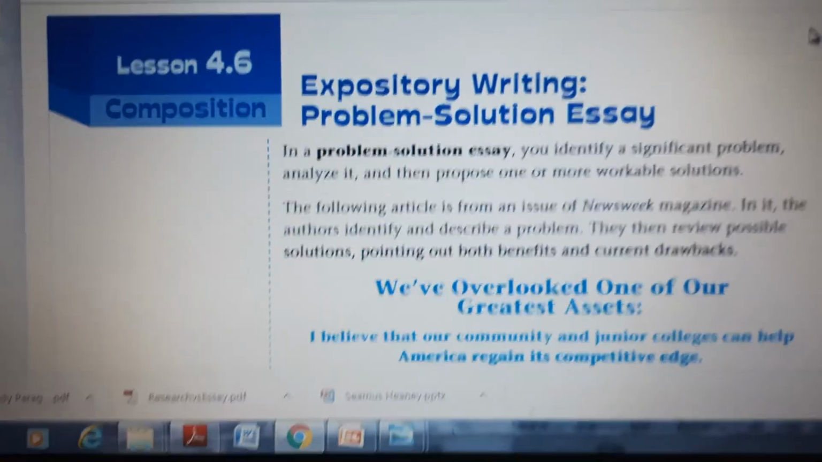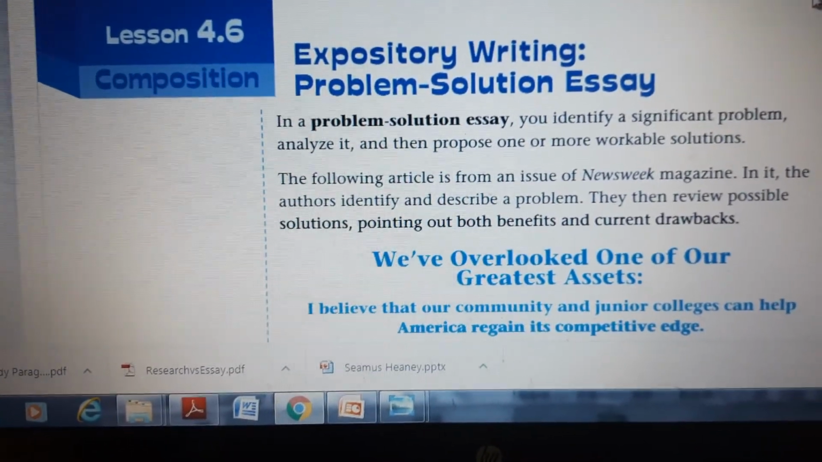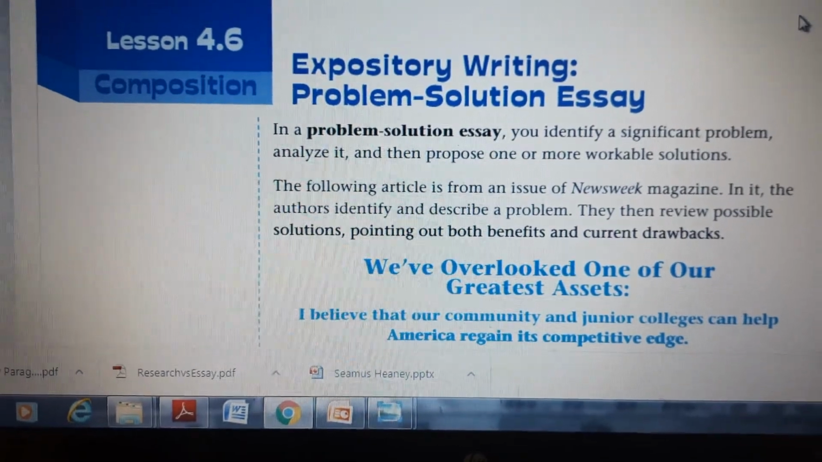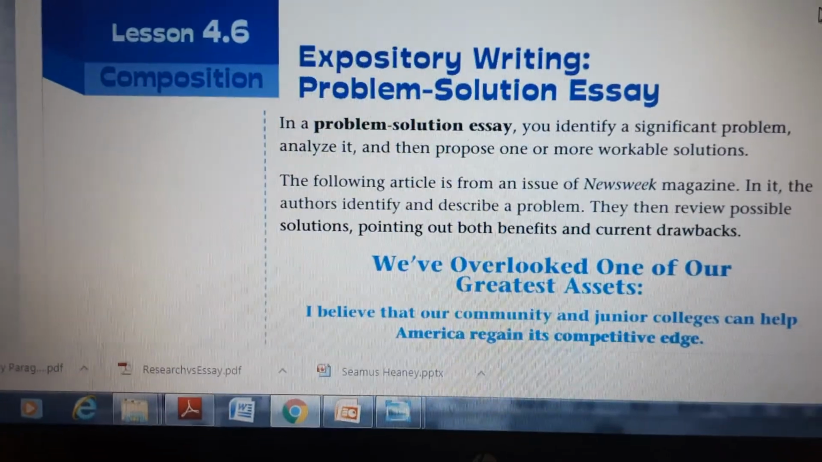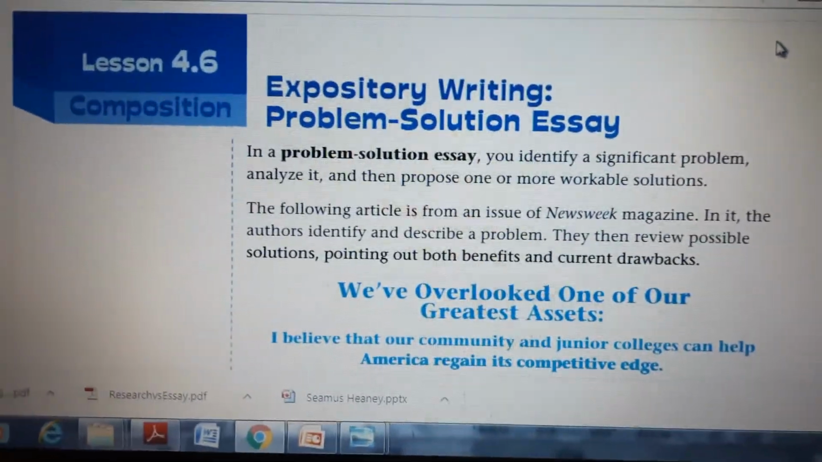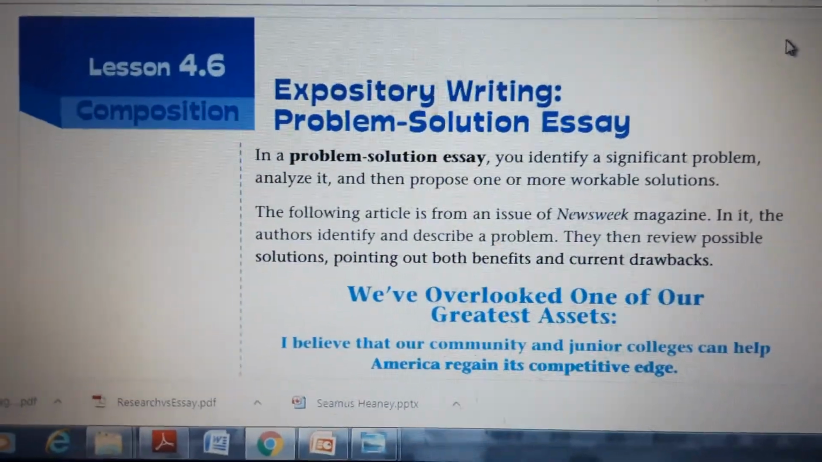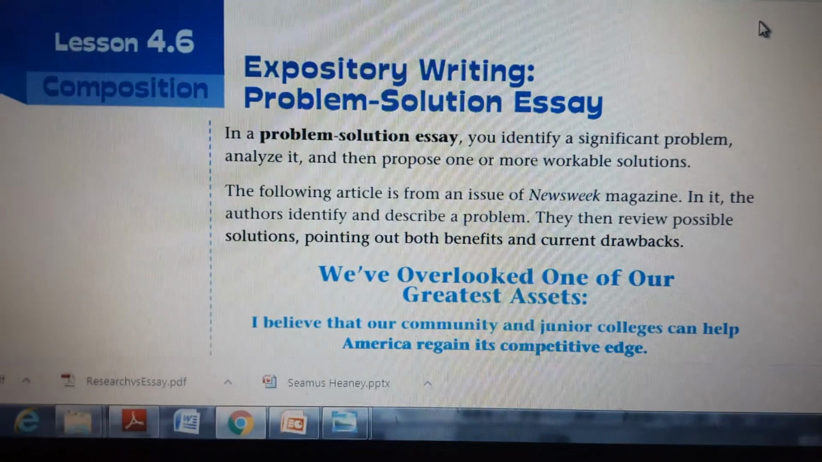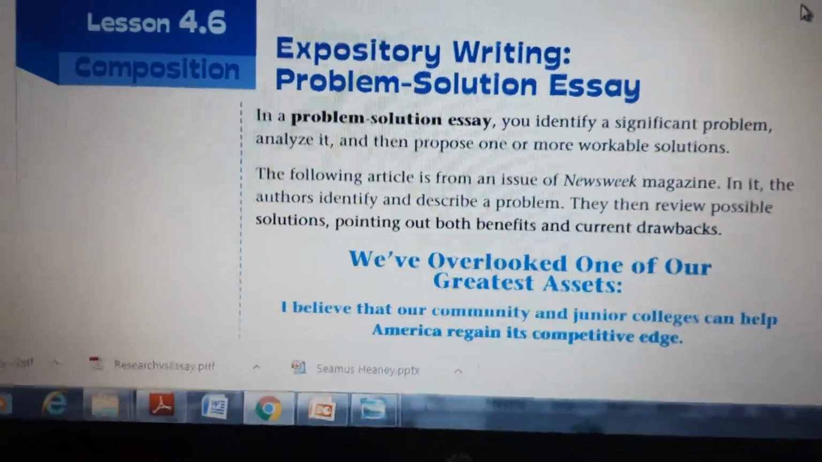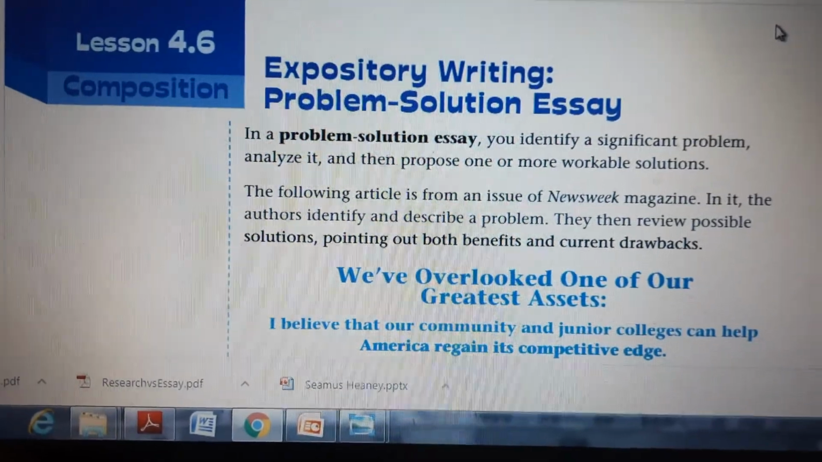So in a problem solution essay, you identify a significant problem, analyze it, and then propose one or more workable solutions. So we have a problem. We're going to mention the problem, and then we're going to find solutions for this problem, and we have to write it in a very good way, and I'm going to show you how.